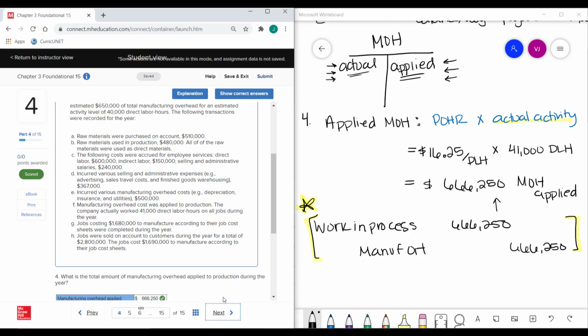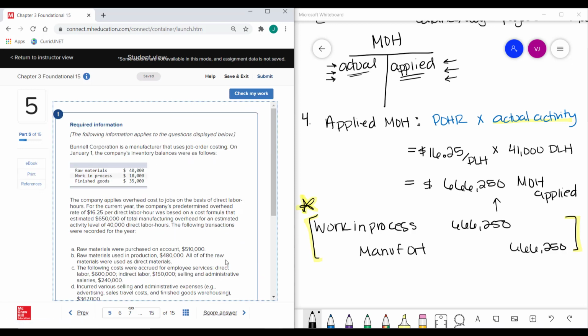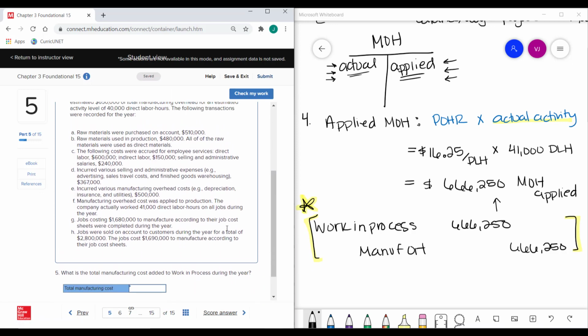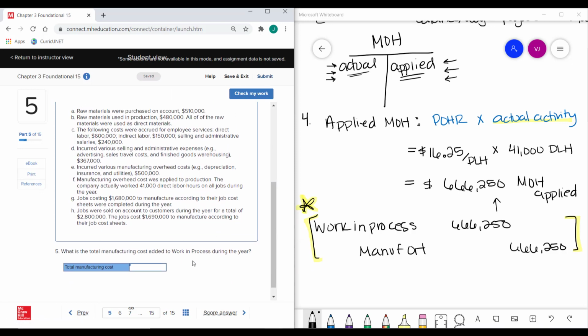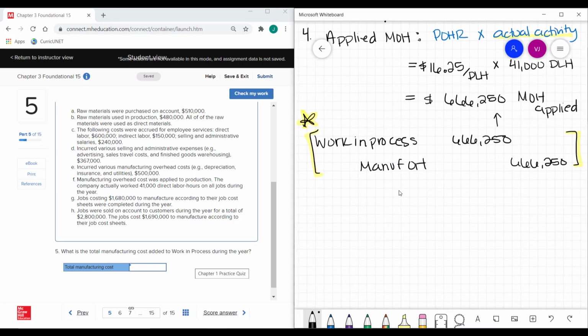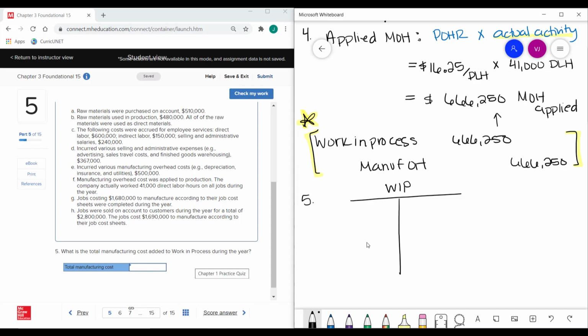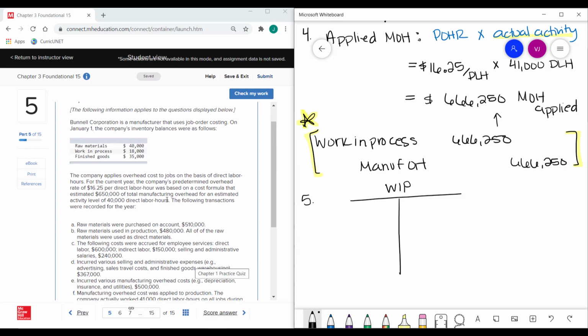Okay, next question. Number 5. What is the total manufacturing cost added to work in process during the year? Okay, we can figure that out, right? So if we're going to draw a T account here, we already did a bunch to work in process so far for questions 1 through 5. So let's take a look here.